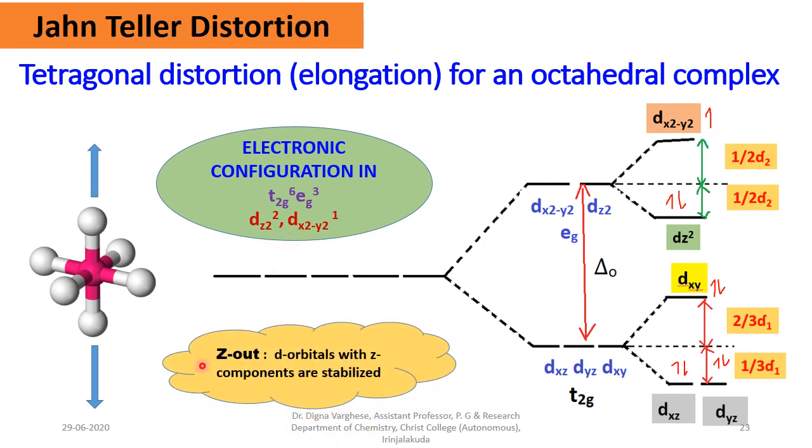This is also known as the Z out case. Z out means d orbitals with Z components are stabilized. Here stabilized and here also stabilized. So it is a Z out system. Z out means elongation occurs, that is, the ligands on the Z axis move away from the metal ion. Okay.